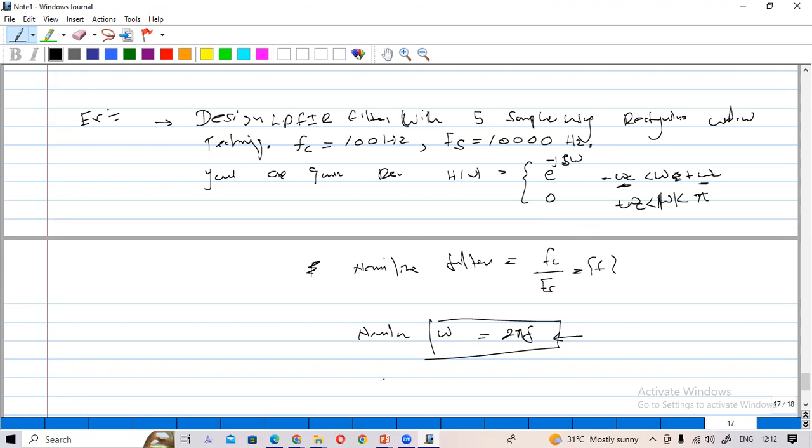Then you have all the information. You have to do the integration between minus omega c and plus omega c. Then you have to apply the rectangular window function to have 5 samples. So finally, in your desired response, you will have only 5 samples.